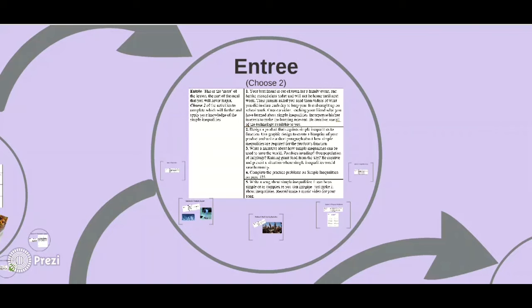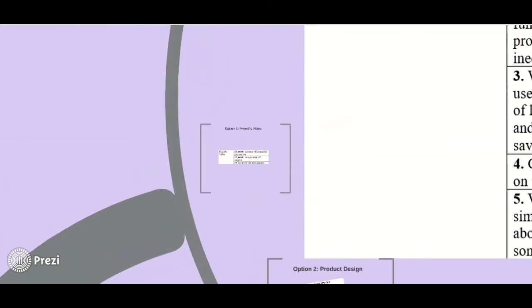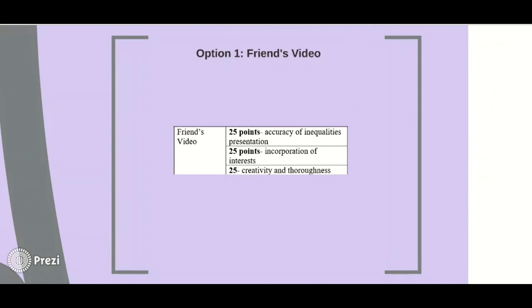They're each worth 75 points. So the entree is worth 150 points out of the 250-point learning menu. The first option is the friends video.